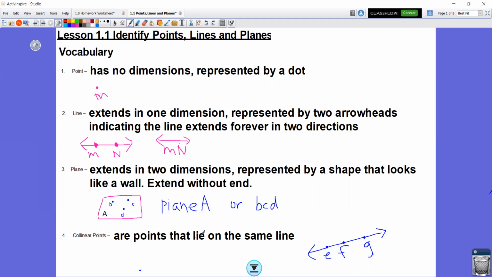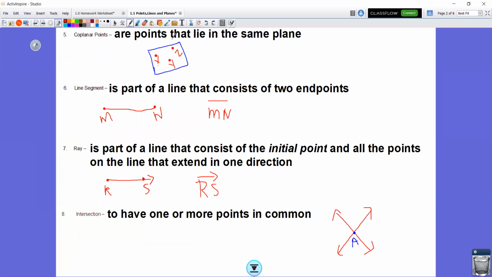Collinear points are points that lie on the same line. So here is a line. I have 3 points on the line, E, F, and G. They are collinear. Coplanar points are points that lie in the same plane. Remember, a plane is like a sheet of paper or a wall. So draw your little rectangle, put 3 points on there, and they are coplanar. Something to remember is all collinear points are also coplanar, but not all coplanar points are collinear.